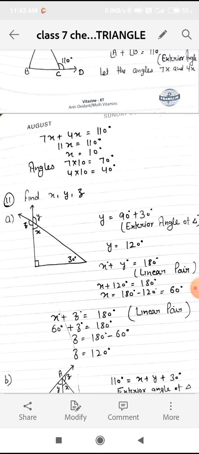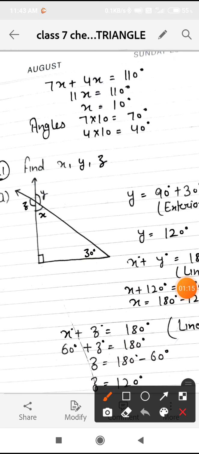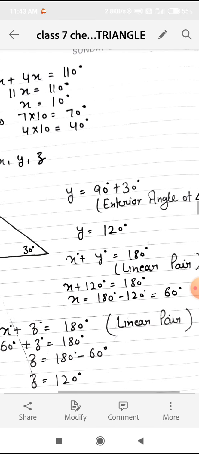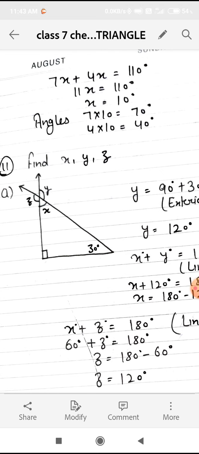In this question, how I calculated y: you can see here, this is the exterior angle, as this side is produced and it makes the exterior angle y with this side. So y is the exterior angle of the triangle and that is equal to the sum of the interior opposite angles. So y is equal to 90 plus 30 degrees, which is 120 degrees. So I calculated y by the exterior angle.